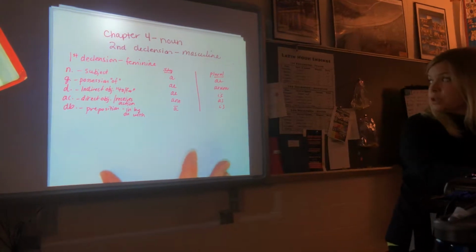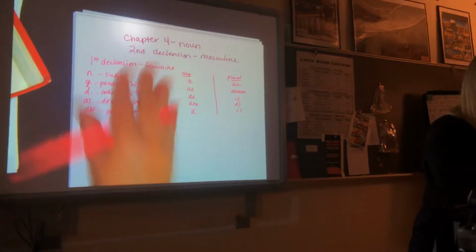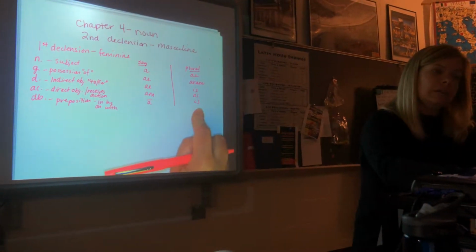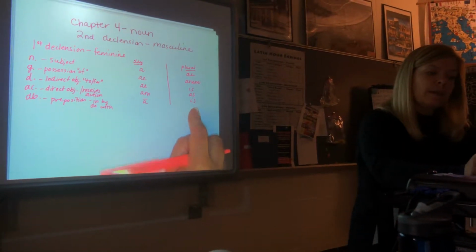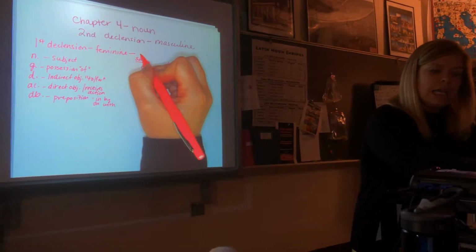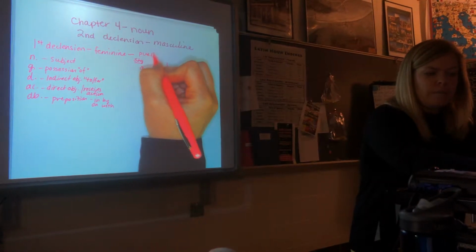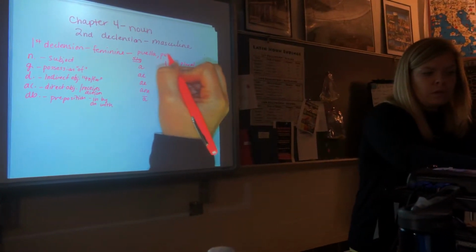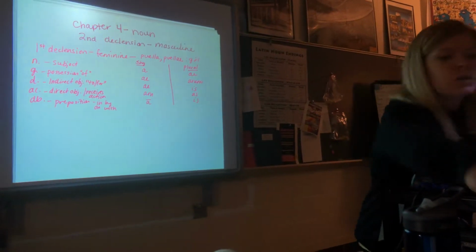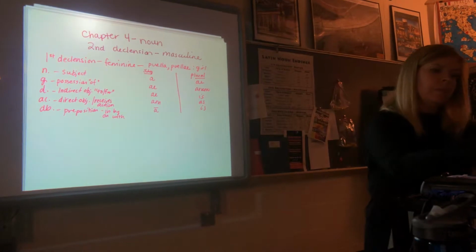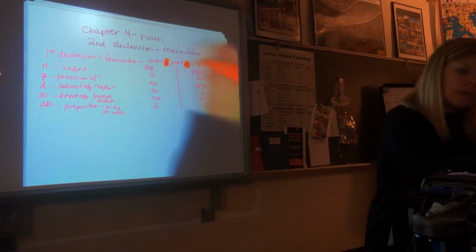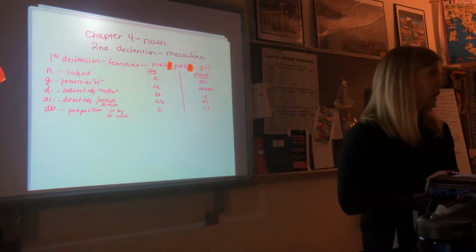So in chapter 4, everything here stays the same, except we have new endings. A first declension feminine noun had that a-ae when you look at it, like puella, puellae, right? So you could see this a-ae, right? And that told you it was first declension feminine.